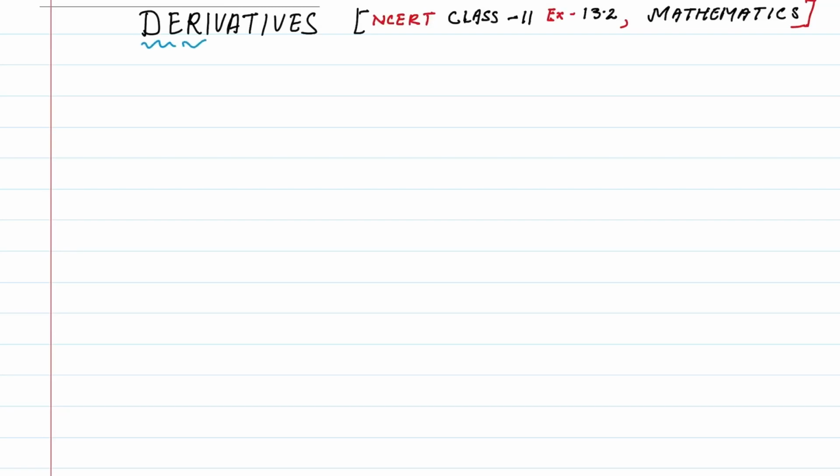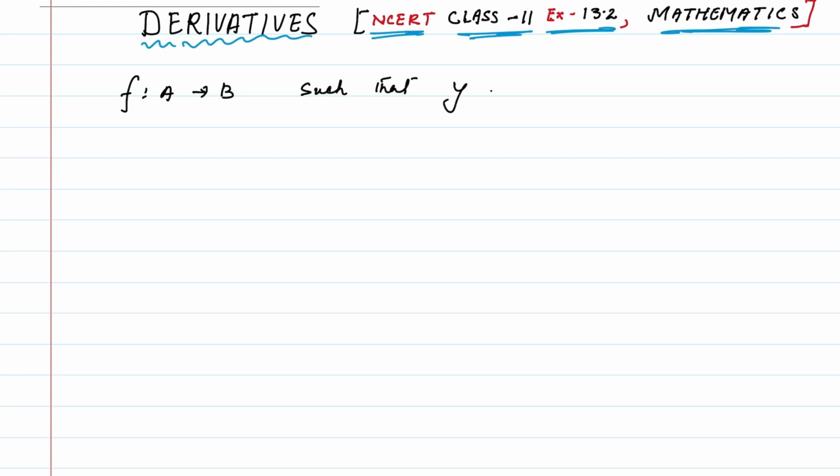In this video we are going to discuss derivatives, and this is exercise 13.2 of the NCERT textbook of mathematics, class 11. Suppose we have a function f from set A to B. Here A is the domain and B is the codomain. Suppose this is a function such that y is equal to f of x, where y belongs to B and x belongs to A.